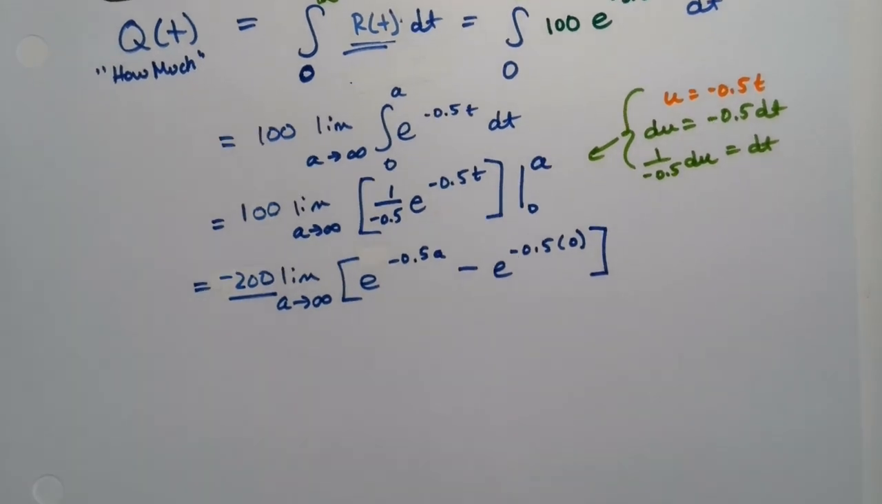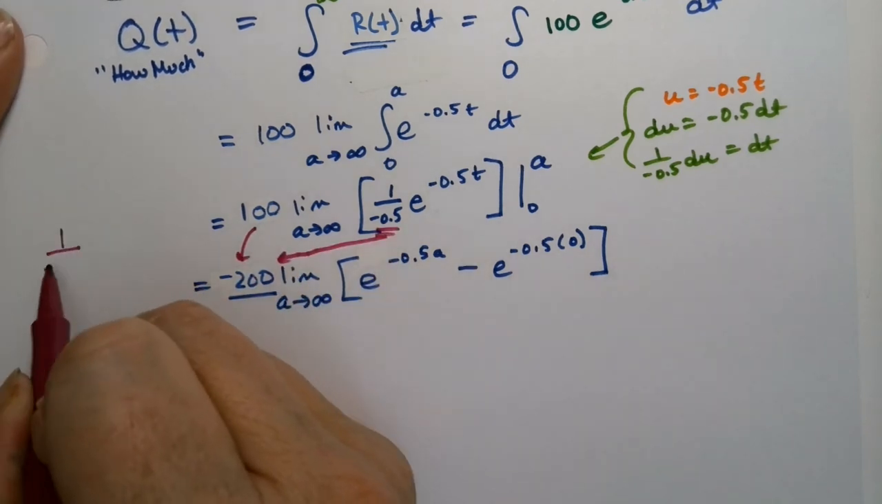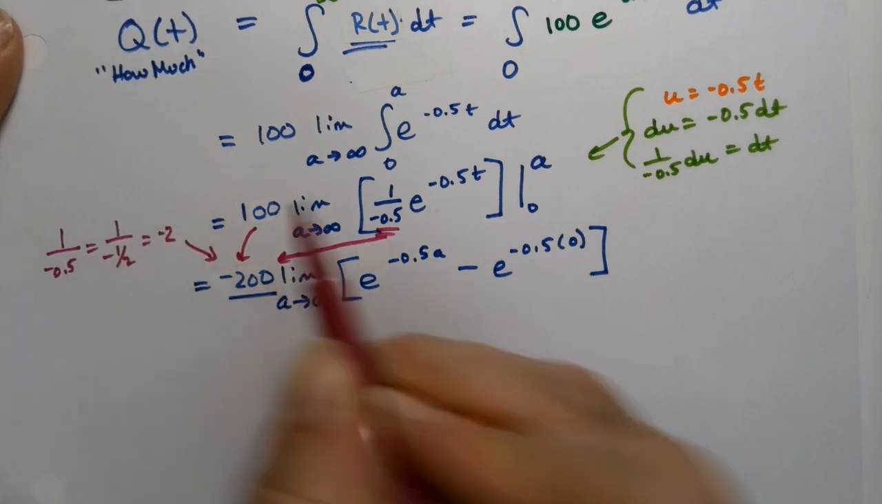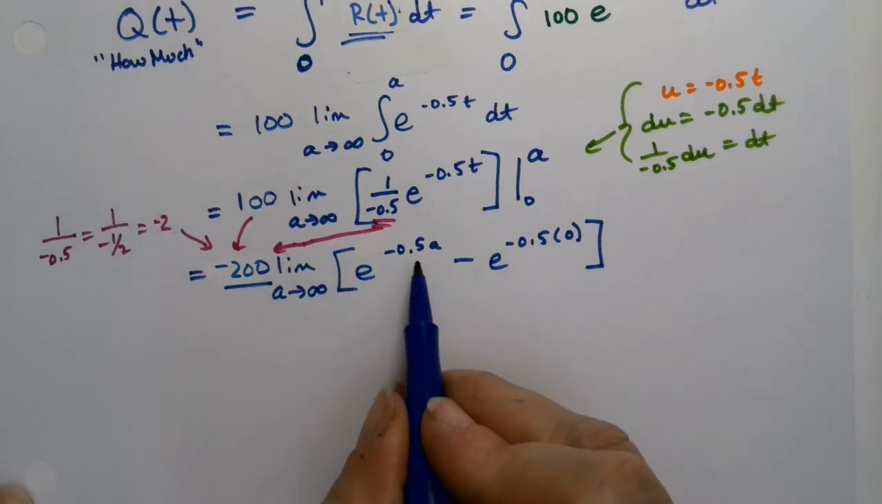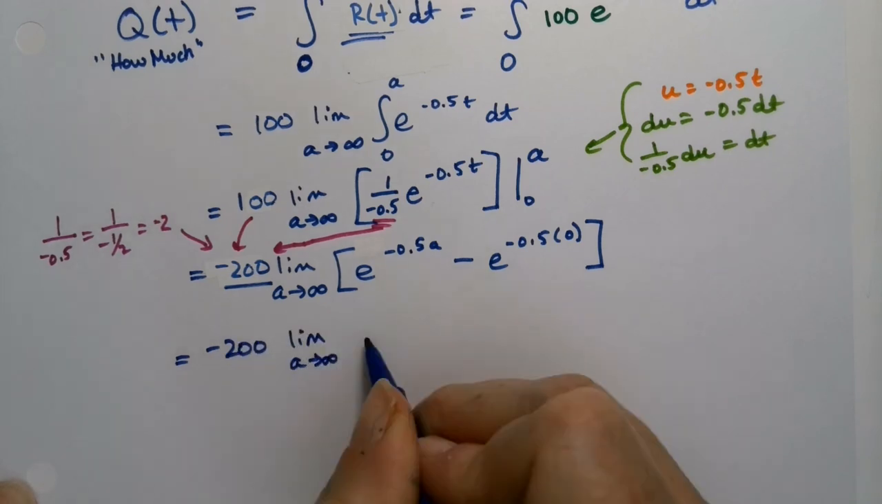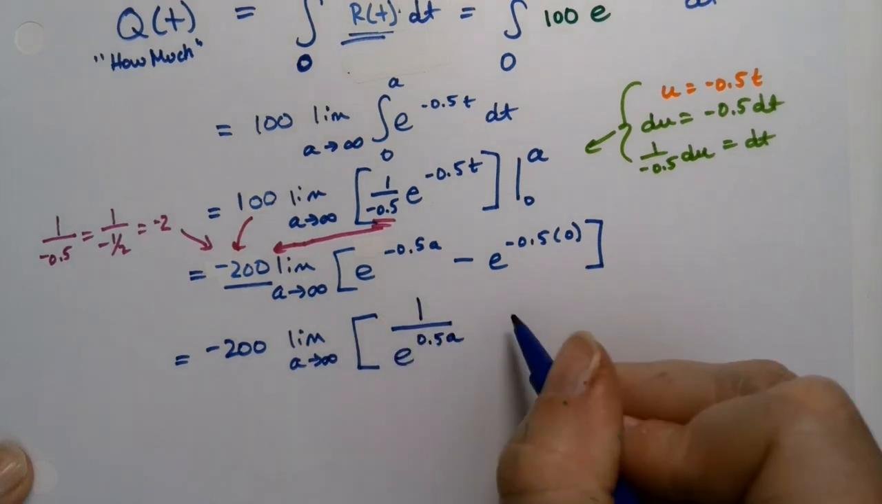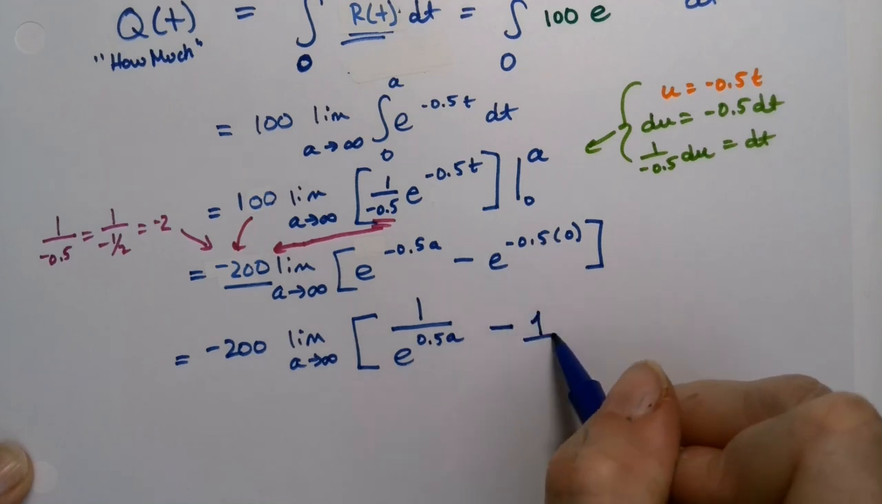Okay. Now, if you need to make a note of where that came from, it came from over here. So 1 over negative 0.5 is 1 over negative a half, which is negative 2. Right? That's what's going on there. And notice there's no more 1 over negative 0.5 in front, because I factored it out. All right, so then let's rewrite this. This is negative 200, limit as a goes to infinity. I'm still stuck there. 1 over e to the 0.5 times a. And then this is e to the 0. e to the 0 is 1, so that's minus 1.